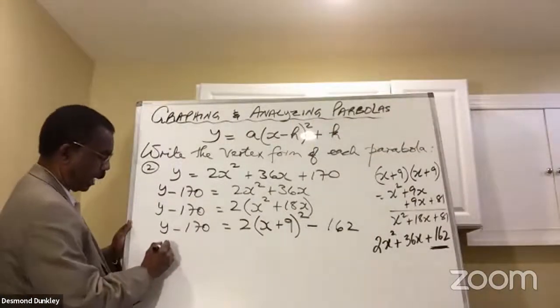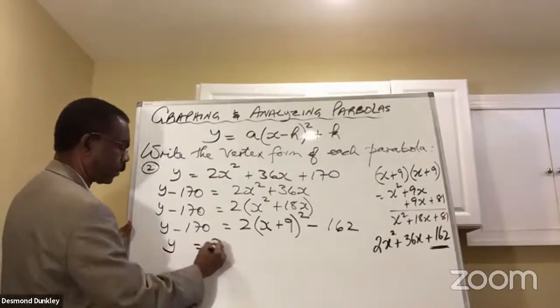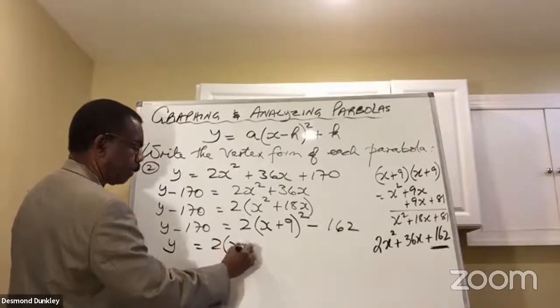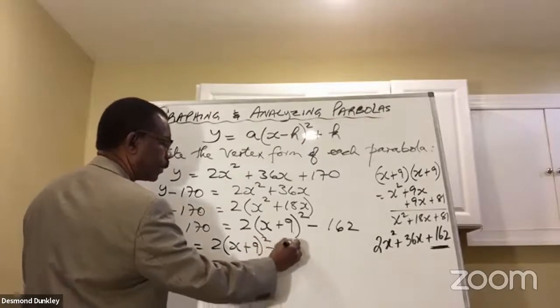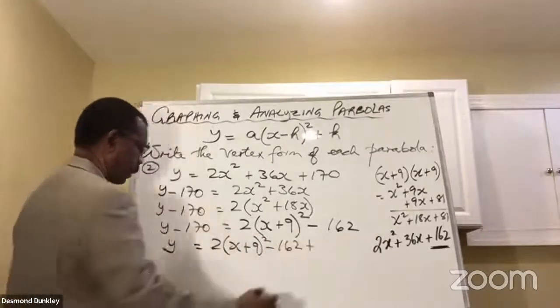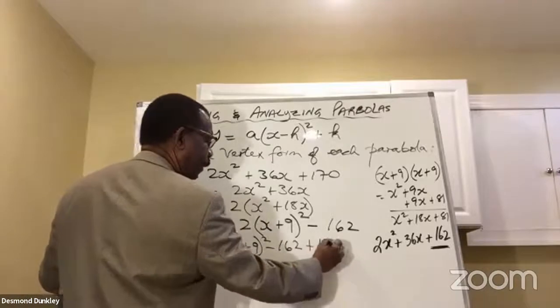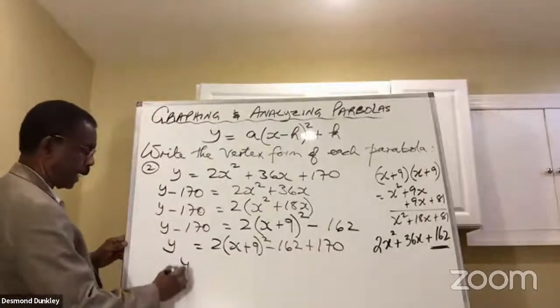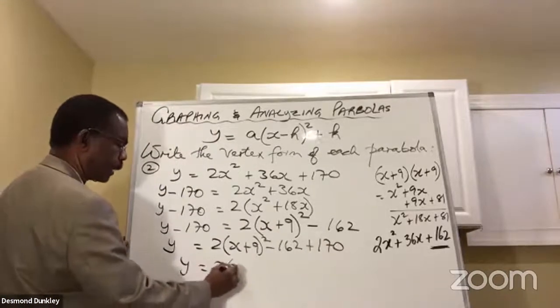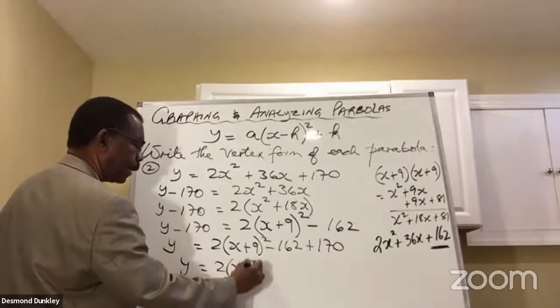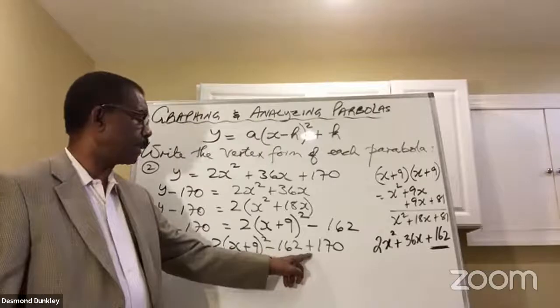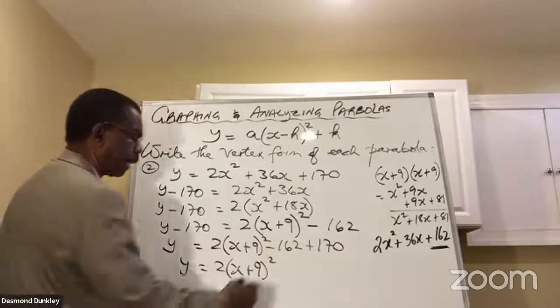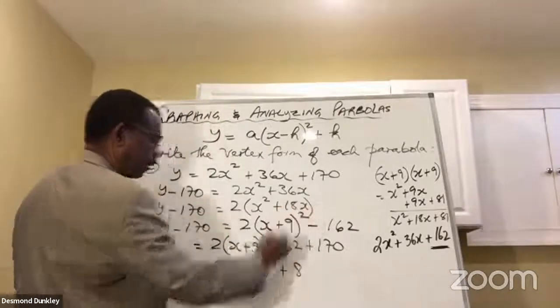So y is equal to 2 times x plus 9 squared minus 162 plus 170. So y is equal to 2 times x plus 9 squared, and minus 162 plus 170 gives me plus 8.